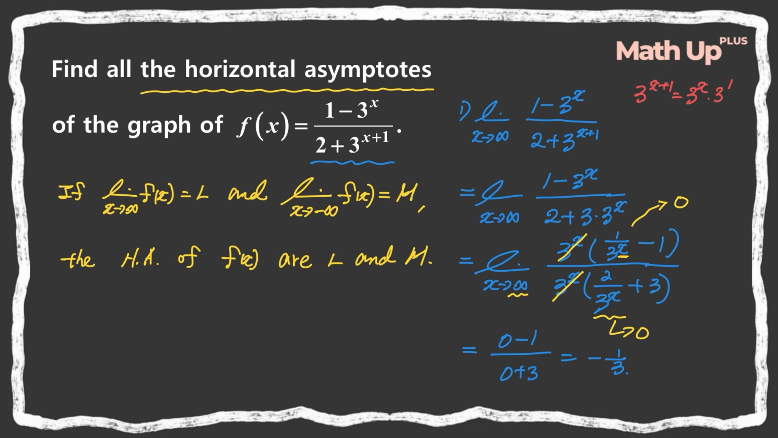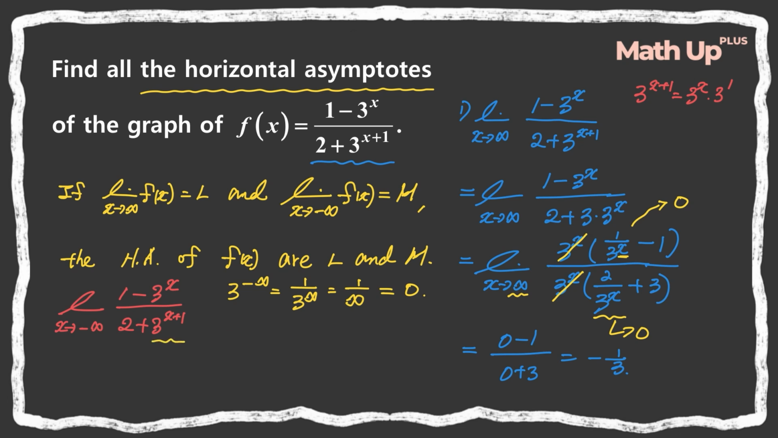Now let's find another one. The limit as x approaches negative infinity this time. So we have (1 minus 3 to the x) over (2 plus 3 to the x plus 1). That's f of x. For this limit, we can just substitute negative infinity for x, right? Because 3 to the negative infinity is equal to 1 over 3 to the infinity. That's 1 over infinity, which is equal to 0, right?